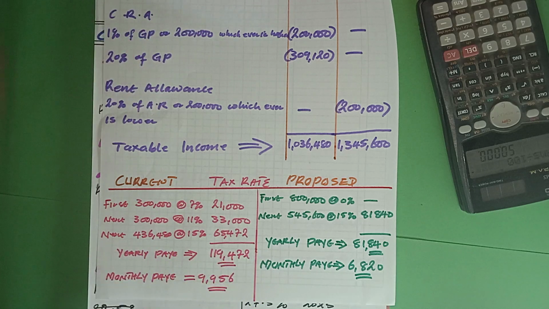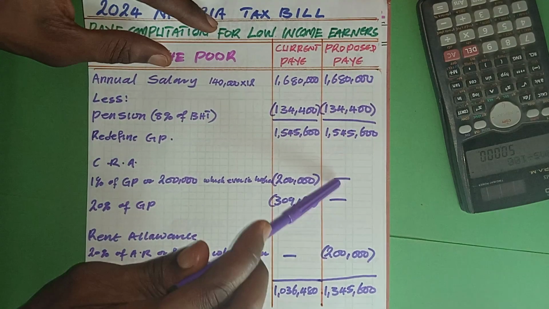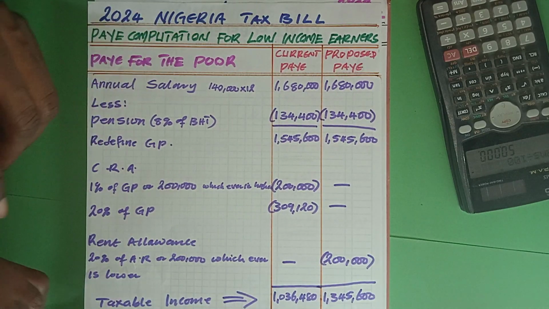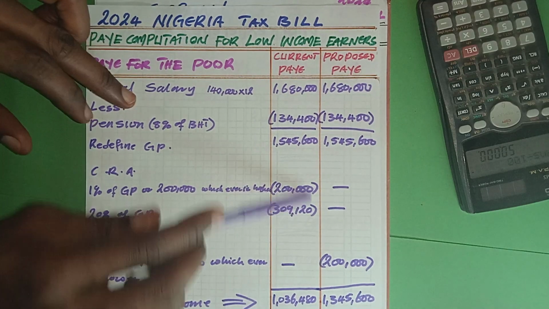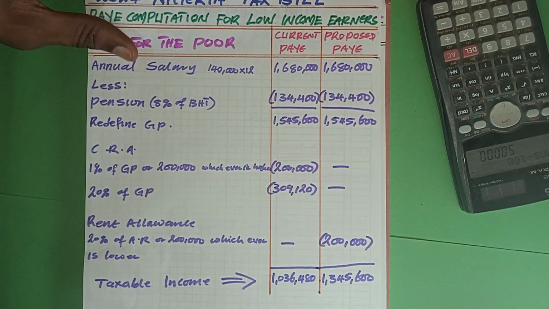But in the case of the high income earners, they are paying more. The reason is because of the tax rate. After this 800, the next rate began to increase. I will do a special video just to explain the tax rates between the current and the proposed. So many people are saying, why is there no relief allowance in the proposed one? I will tell you where all this relief allowance is embedded in the proposed PAYE. All this CRA is embedded somewhere. I'm going to tell you that in that video.